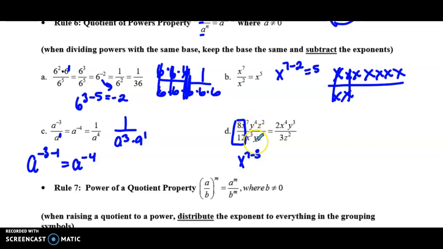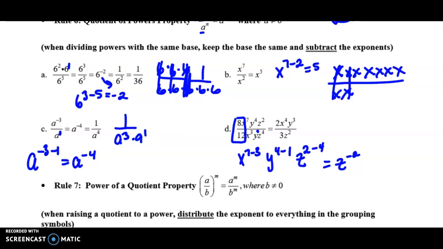Okay, I have y to the 4th over y, so that's 4 minus, you have an understood exponent of 1, and then you have z 2 over 4, so that's 2 minus 4. 7 minus 3 gives me x to the 4th, 4 minus 1 gives me y to the 3rd. Now z to the negative 2, that's on top, so it's going to pop to the bottom, or you can think, oh, I can cross out 2 on top, and I'm left with 2 on the bottom. So whatever works for you. You can do this whatever way you want.